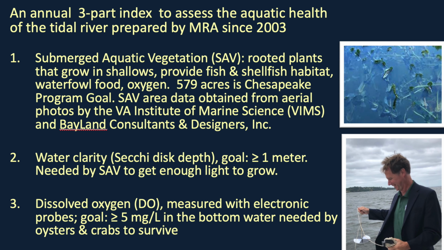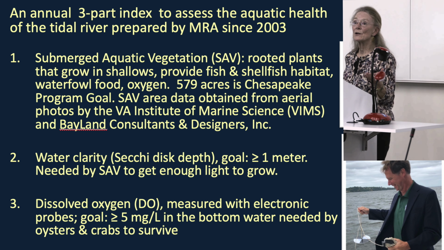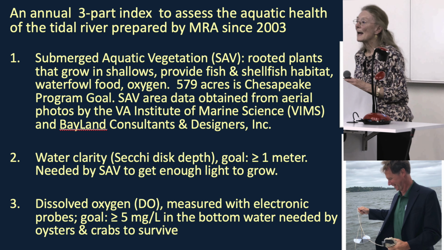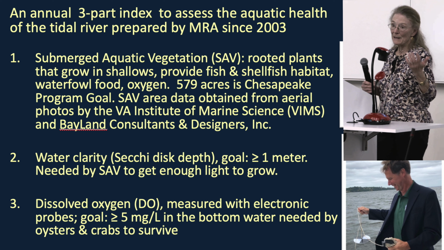Okay. So our index is a three-part calculation. It's based on three critical aspects of the river. The first is the coverage of submerged aquatic vegetation. So these are the rooted plants, the true plants that grow in the shallow water of the creeks and of the river that are really critical for habitat, for fish. Crabs like to go in there to molt. And they also provide food for waterfowl, being plants during the day.